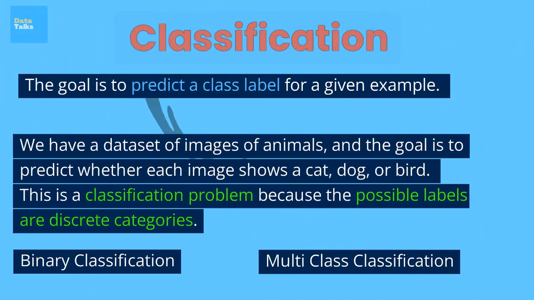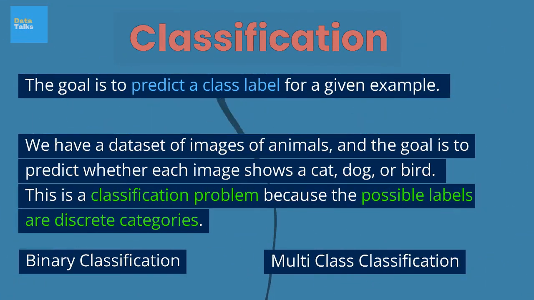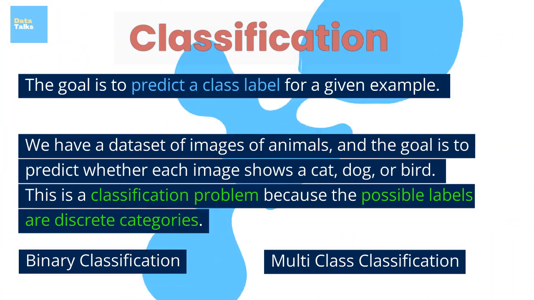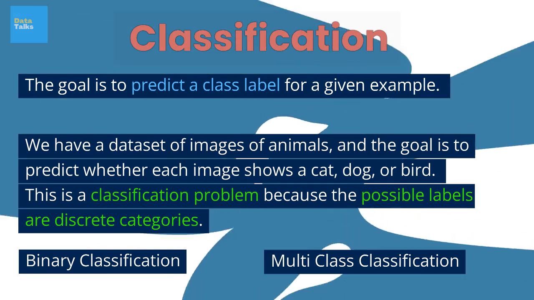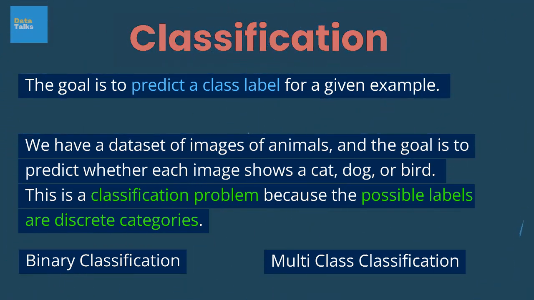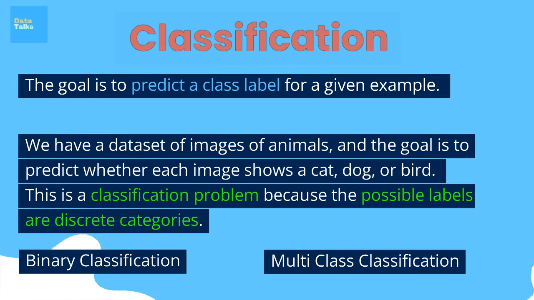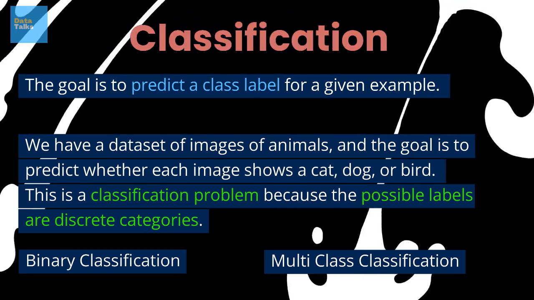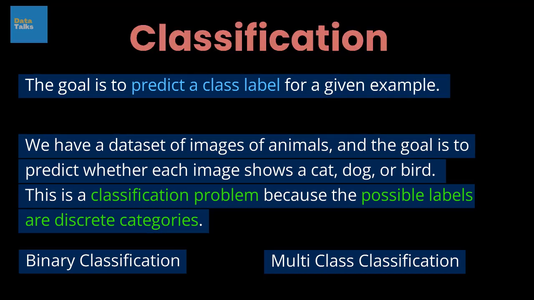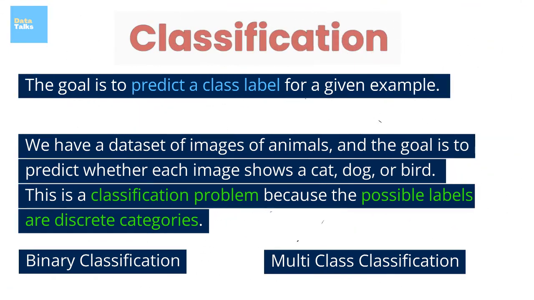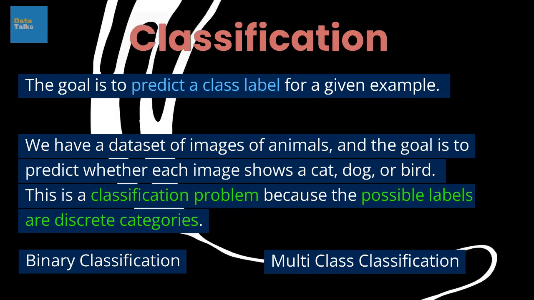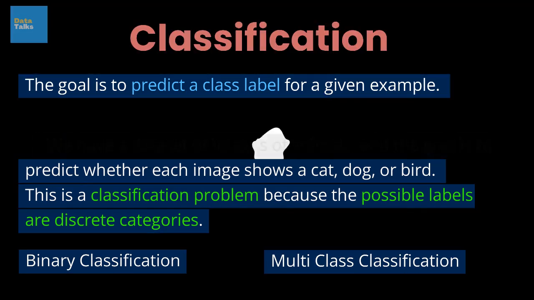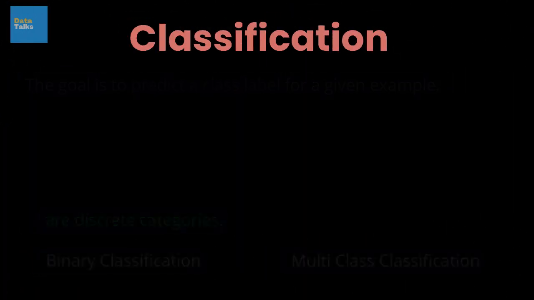Classification is a supervised learning method that is used to predict a discrete outcome. In other words, it is used to predict a categorical label. For example, we can use classification to predict whether an email is spam or not spam. There are two main types of classifications, binary and multi-class. Binary classification is used to predict two outcomes such as spam or not spam. On the other hand, multi-class classification is used to predict more than two outcomes, such as predicting the type of iris flower based on sepal and petal measurements.